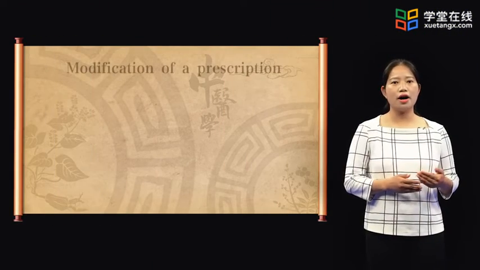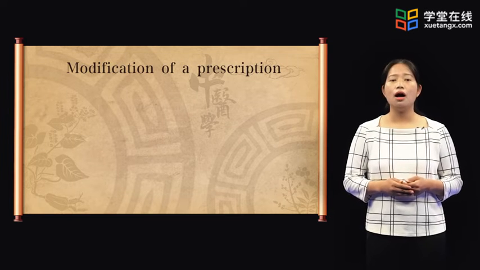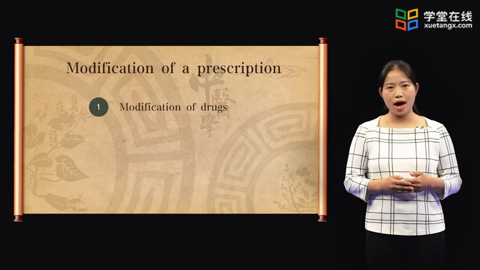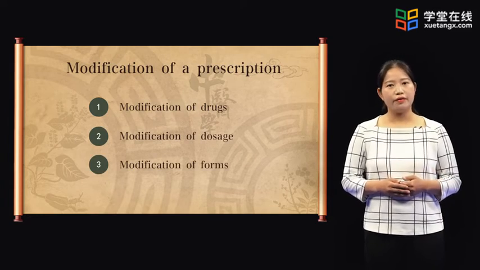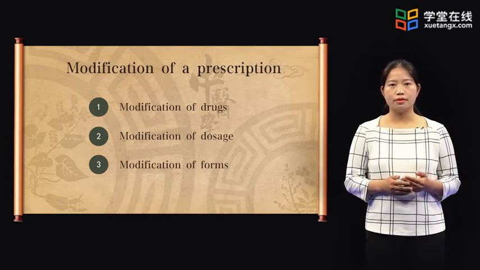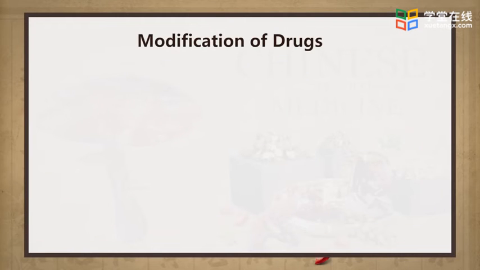Climates as well as patients' habits. The ways of modifying the herbs are as follows: modification of drugs, modification of dosage, and modification of forms. Let's learn them one by one.